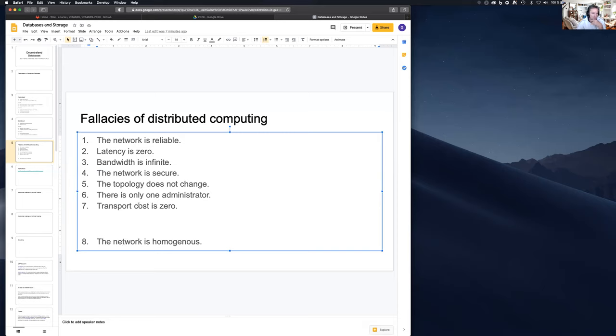This one is related to this one, and it basically means that some things that work in some part of the network may not work the same in another part because the network is not homogeneous. The delays, the latencies, the costs, and so on are not uniform. They vary.